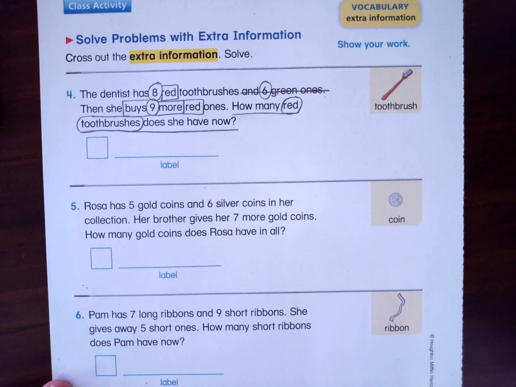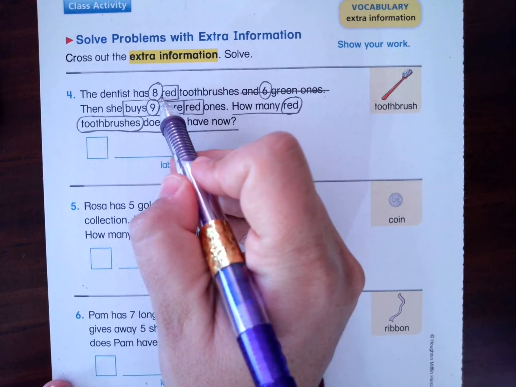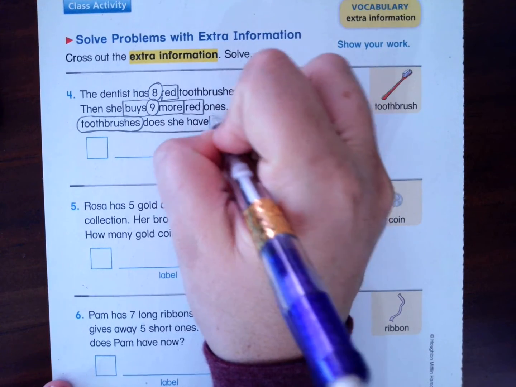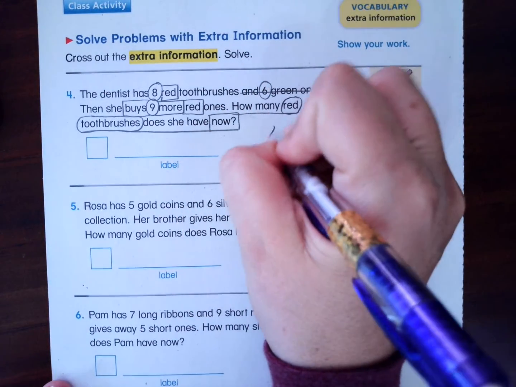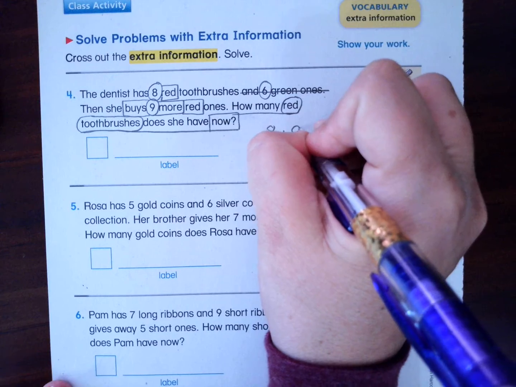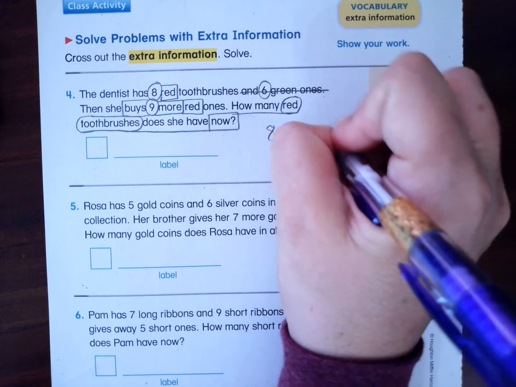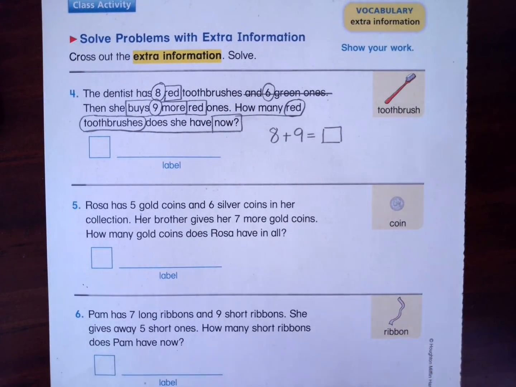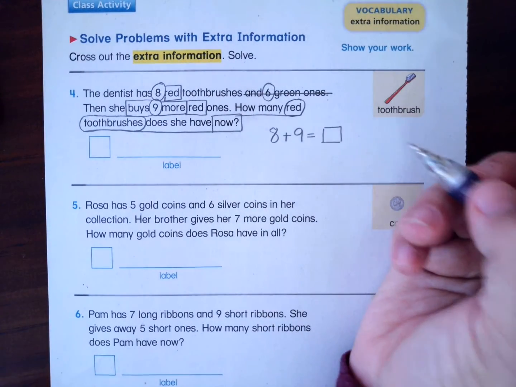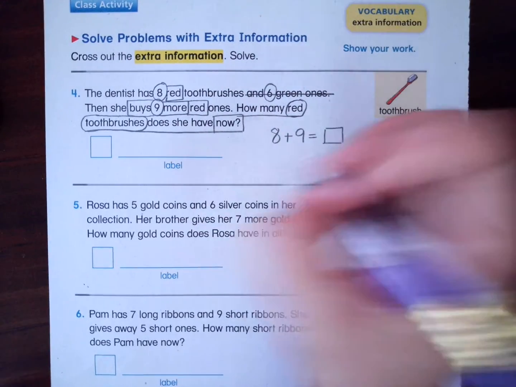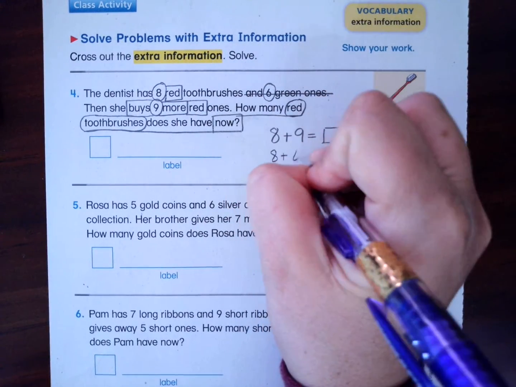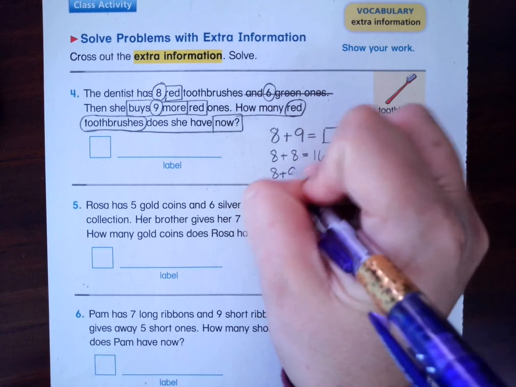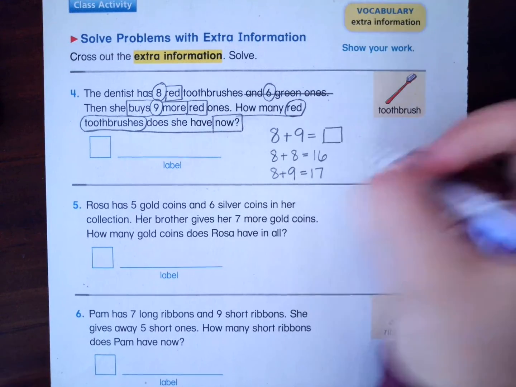All right, now we can get ready to solve. So I have 8 red. She's buying 9 more, and I'm trying to figure out how many does she have now. So 8 plus 9 equals something. So if I were to solve this, maybe use doubles plus 1 or doubles minus 1 because you know 8 plus 8 equals 16. So 8 plus 9 equals 17.